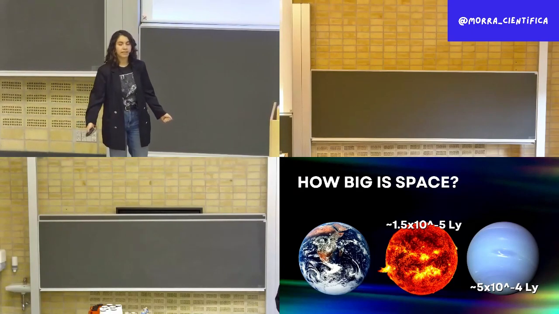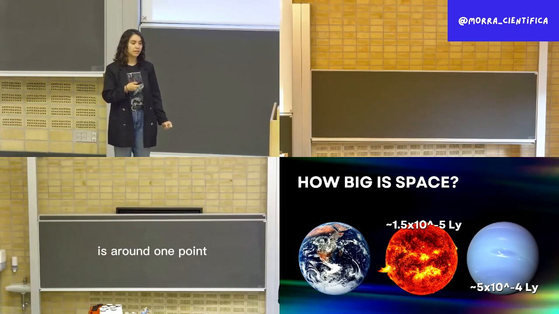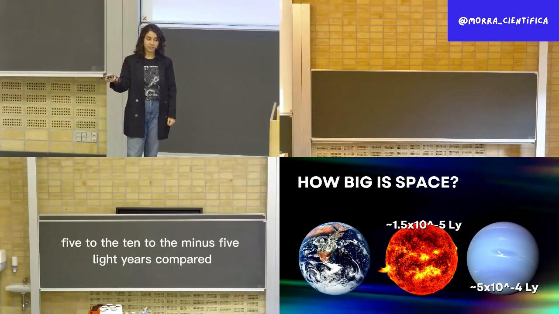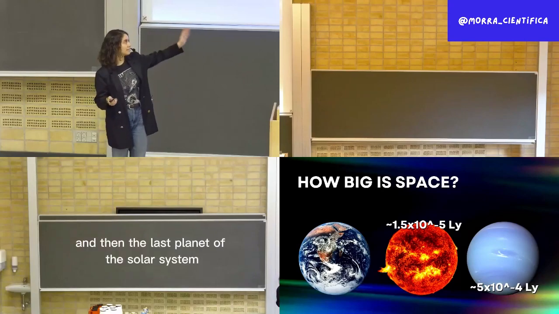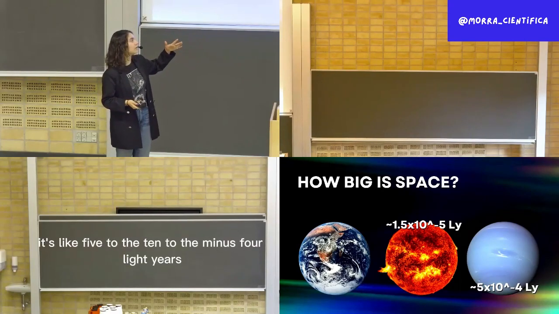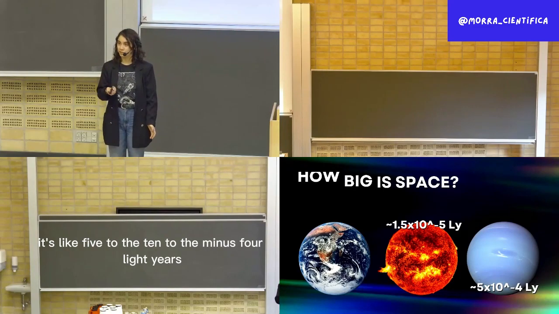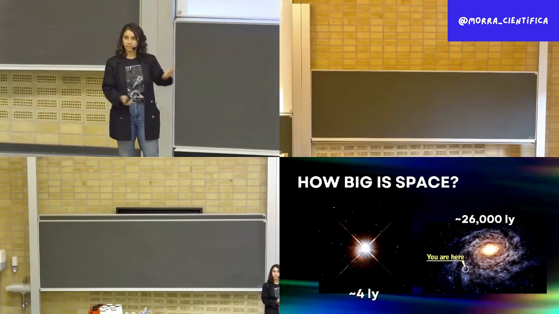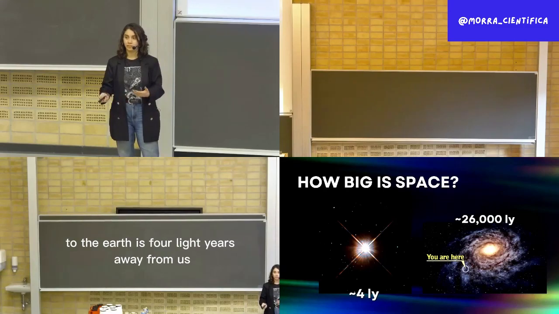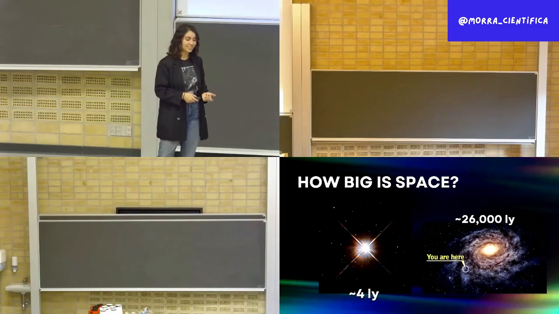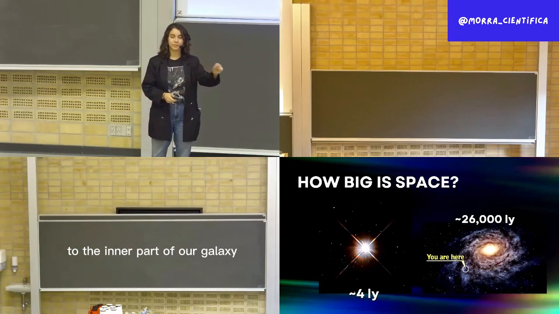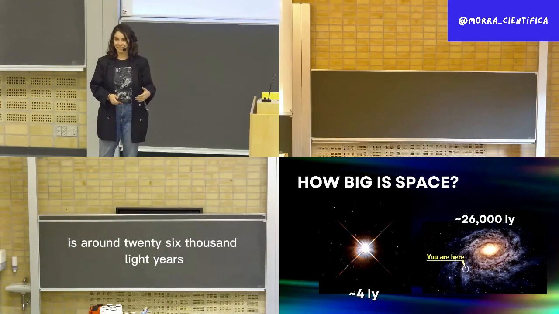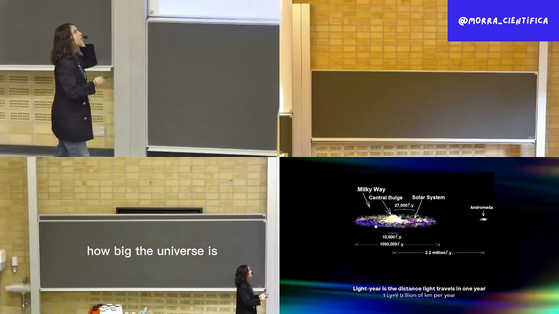For example, the distance from the Earth to the Sun is around 1.5 times 10 to the minus 5 light years. The last planet of the solar system is approximately 5 times 10 to the minus 4 light years. If we go further, the closest star to the Earth is 4 light years away from us. And the distance from our solar system to the inner part of our galaxy is around 26,000 light years. So just to put in perspective how big the universe is.